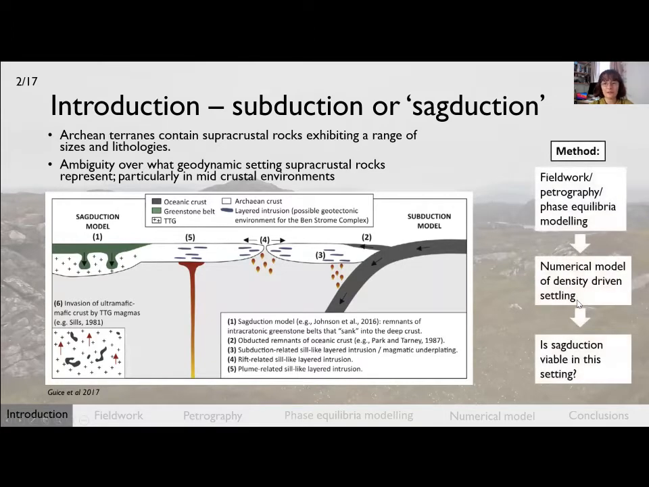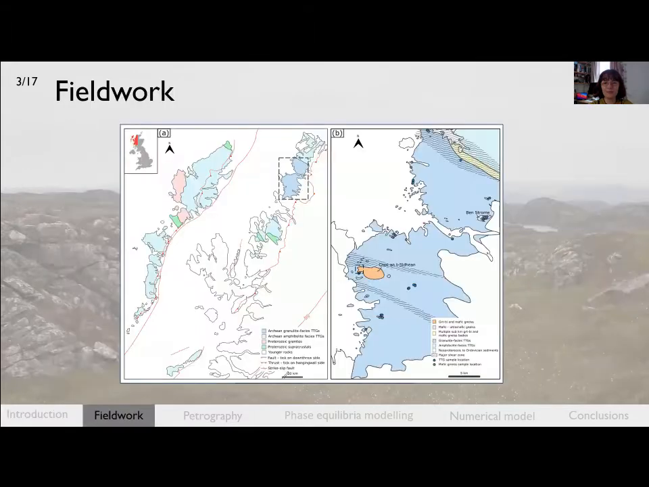In this talk, I'm first going to go through the information I get from studies conducted on the rocks in northwest Scotland, and then I'm going to show how I use that information in a numerical model to work out whether sagduction scenarios are feasible.